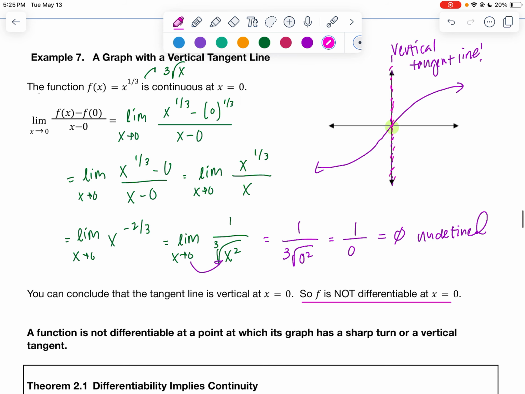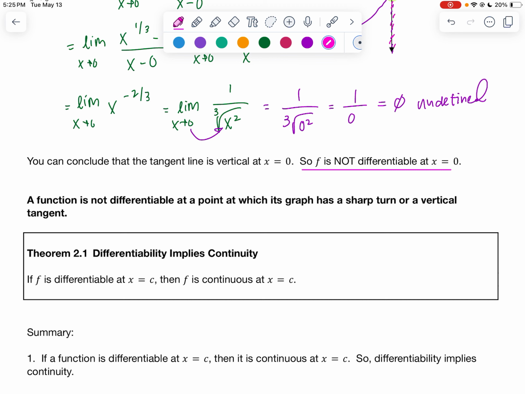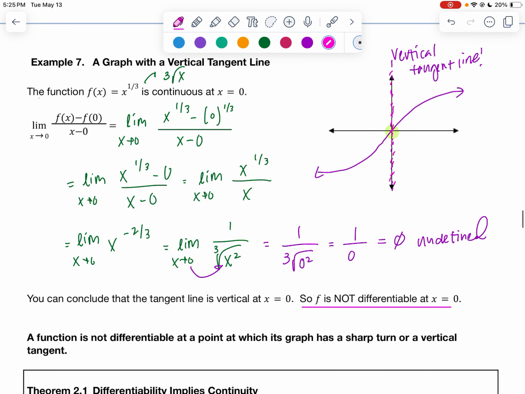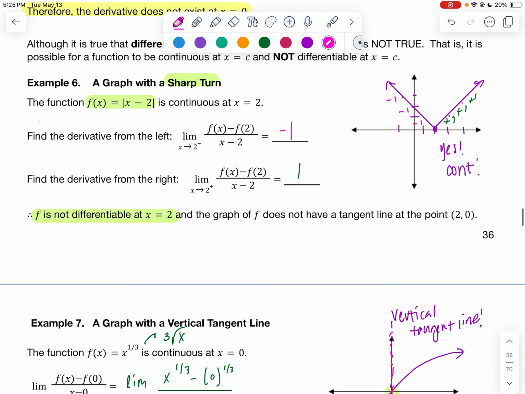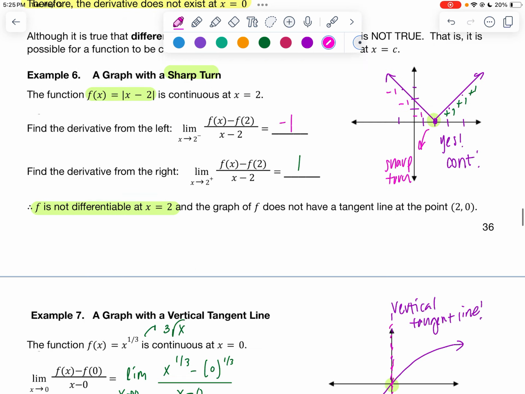Okay. It says a function is not differentiable at a point at which its graph has a sharp turn or vertical tangent. So this one became a vertical tangent line. In example 6, we saw that this has a sharp turn, going from the -1 value to the +1 value.